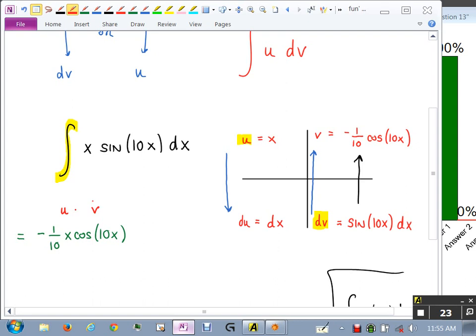What's the rest of the formula say? Minus the integral of v du. So I'm going to write down here minus integral of v, which is this, times du, which is just dx. So I'm going to have a negative 1/10 cosine 10x, then what? dx.